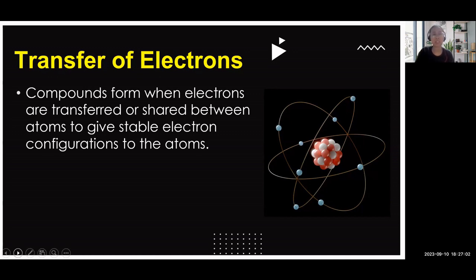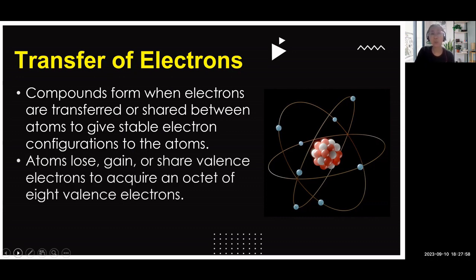Compounds form when electrons are transferred or shared between atoms to give stable electron configurations to the atoms. Whenever we're talking about atoms, at the outermost portion of the atom, there are electrons moving on that side. An atom is said to be stable if it has 8 electrons on its outermost shell. But in most cases, it doesn't happen that way. That is only possible for noble gases. For most atoms, the last shell would have fewer than 8.